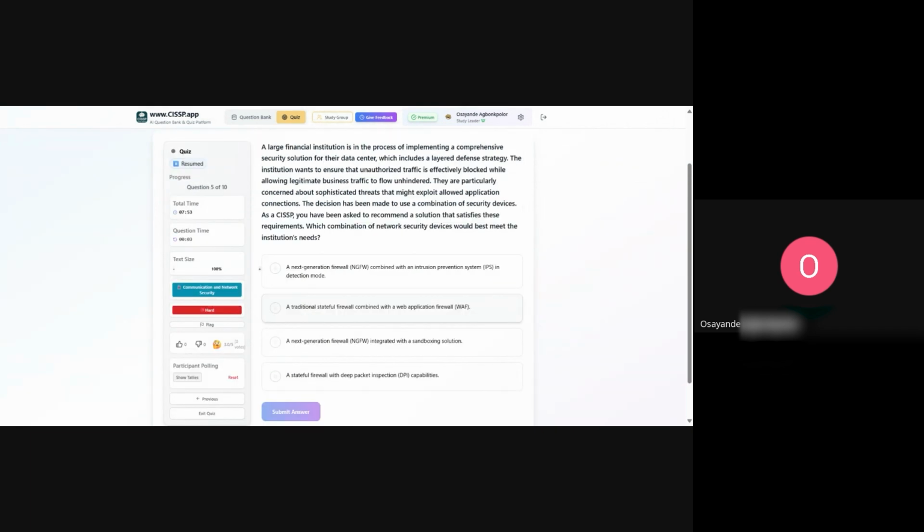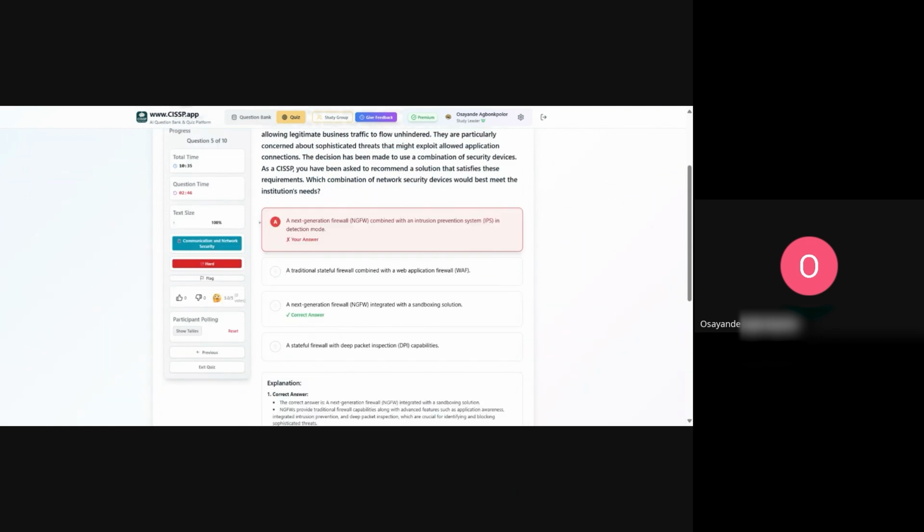A large financial institution is in the process of implementing a comprehensive security solution for their data center, which includes a layered defense strategy. The institution wants to ensure that unauthorized traffic is effectively blocked while allowing legitimate business traffic to flow unhindered. They are particularly concerned about sophisticated threats that might exploit allowed application connections. The decision has been made to use a combination of security devices. As a CISSP, you have been asked to recommend a solution that satisfies these requirements. Which combination of network security devices would best meet the institution's needs?